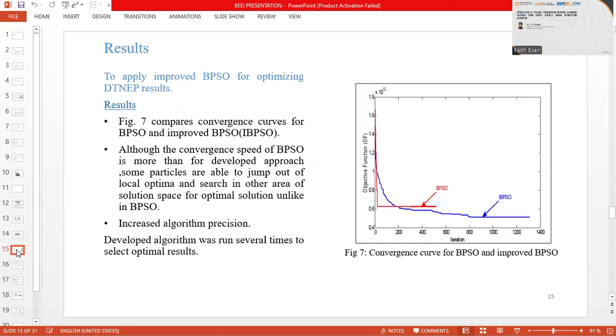The results for DTNEP are as below. When you simulate both BPSO and IBPSO, you get this convergence curve in figure 7. You can see that BPSO has fast convergence. The speed is good compared to the developed methodology.